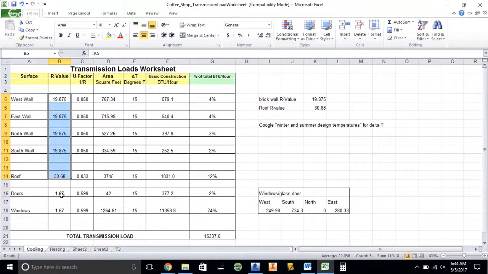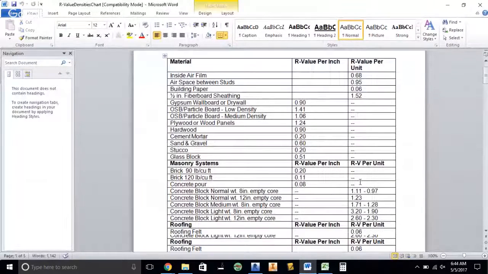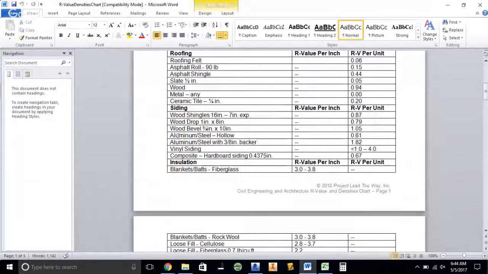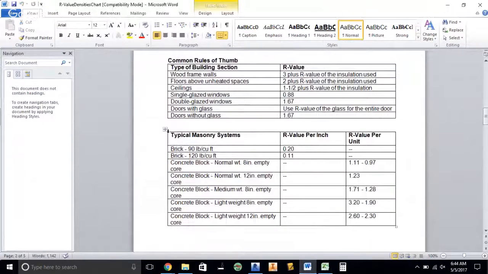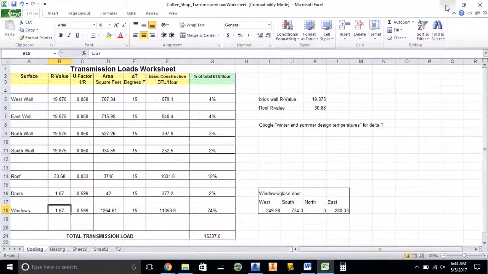The last one there was the doors and windows, and that's simply just right on this chart. So 1.67 doors without glass, 1.67, and then double glazed windows, 1.67. That should be all you use that for to get these R values. From there, your U factor is just equals 1 divided by the R value. So you can see that's the same. It should be the same thing for all of my walls because they're all the same type of brick, all the same construction.